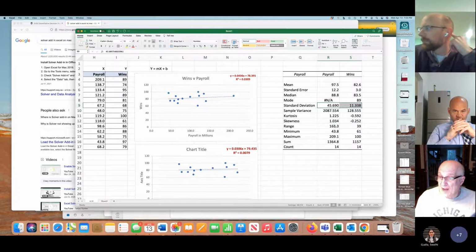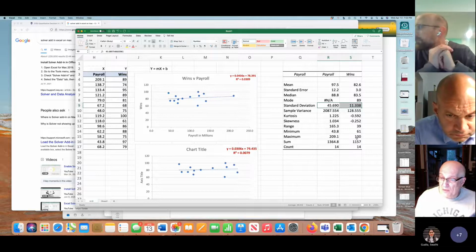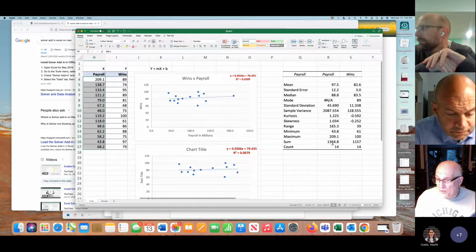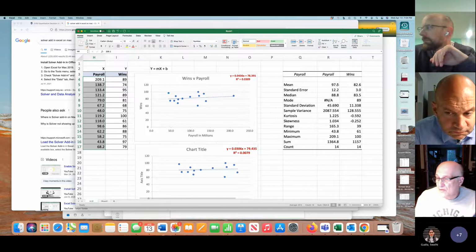I've got my range. It says the salary has a range from max to min of 165 million, and the number of wins from min to max is 39. It gives me my minimum salary, my minimum number of wins, my maximum of both. It gives me the sum of all the wins. If I was to sum up this column, it says down here it's 1364.8, and there's 14 of them, and it gives me the average, 97.5. So that's what that does.